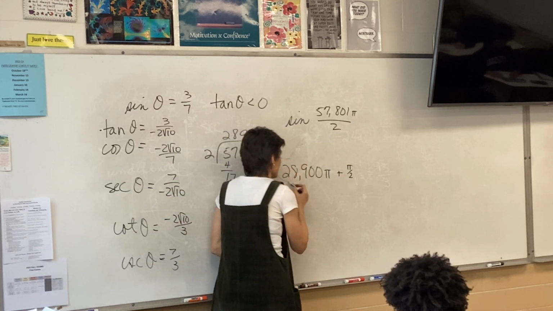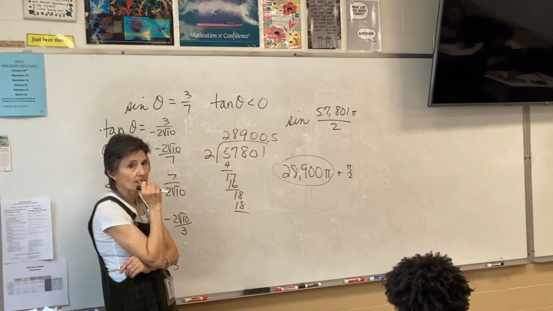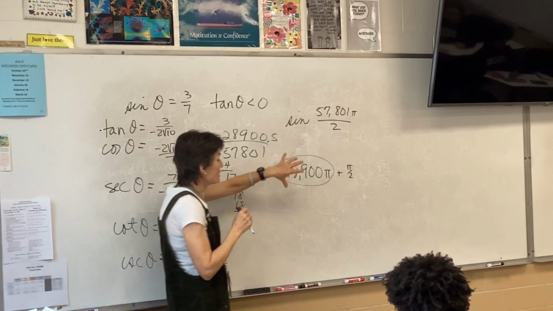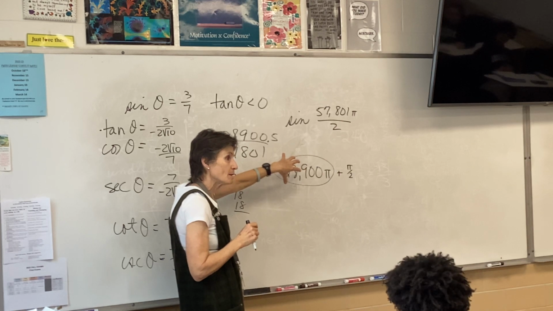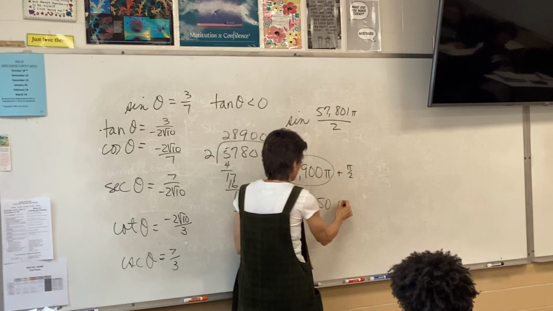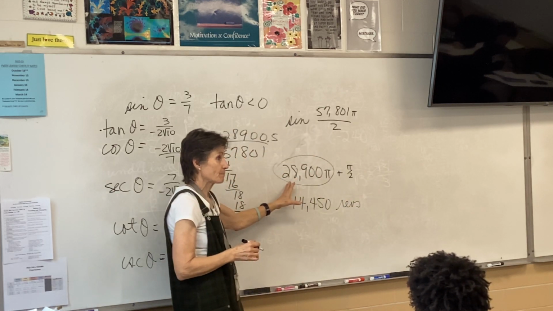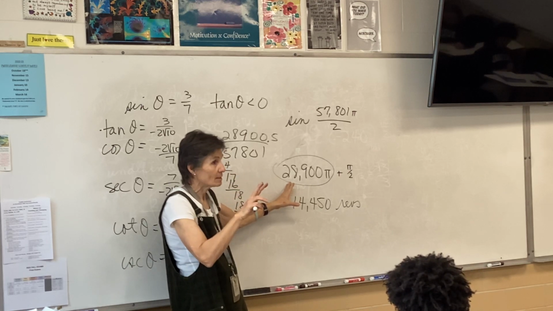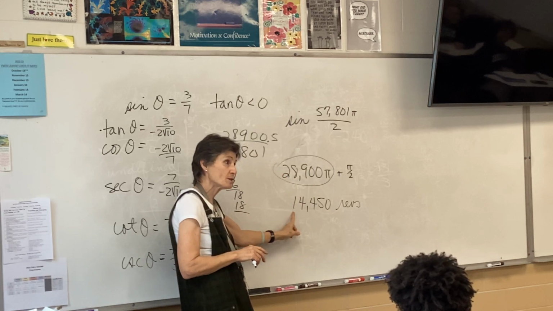Tell me about this. What does that look like? That's just a bunch of revolutions. Remember, every revolution is 2 pies. So isn't this like 14,450 revolutions? This part right here? Every revolution is 2 pi, not pi, 2 pi. So I have this many pies, which is this many revolutions.